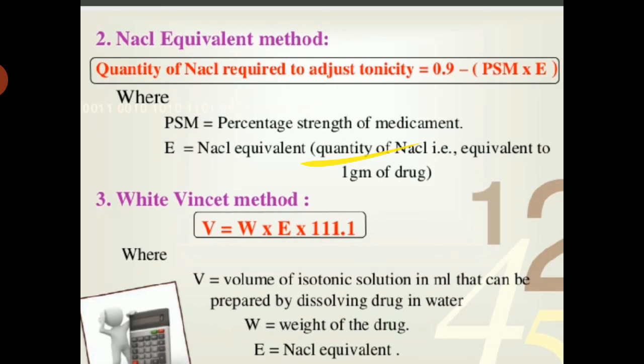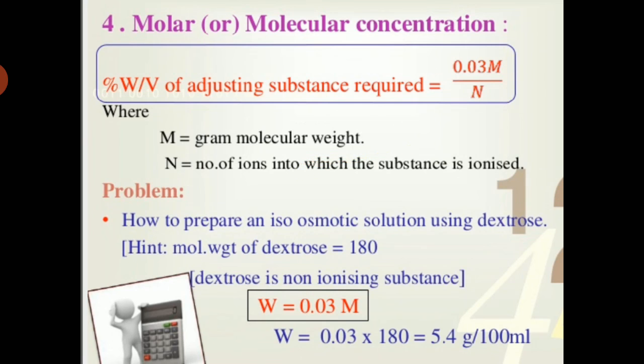Sodium chloride equivalent method: the quantity of sodium chloride required to adjust tonicity is equal to 0.9 minus PSM into E. PSM is the percentage strength of medicament, and E is the sodium chloride equivalent of 1 gram of drug. White-Vincent method: V is the volume of isotonic solution in ml that can be prepared by dissolving the drug in water, W is the weight of the drug, and E is the sodium chloride equivalent.